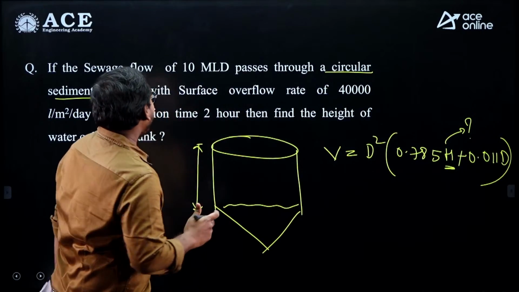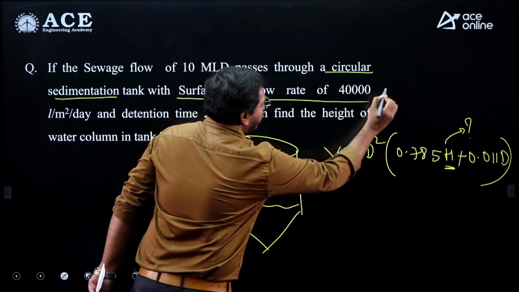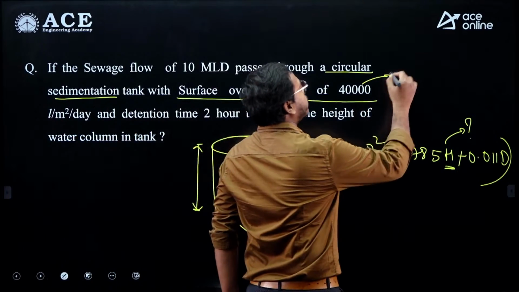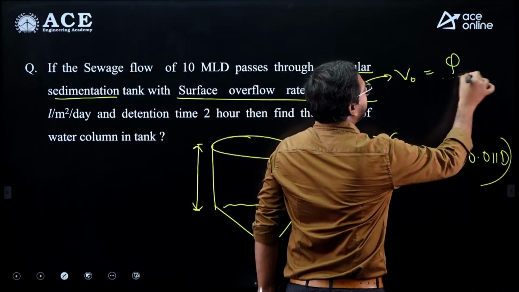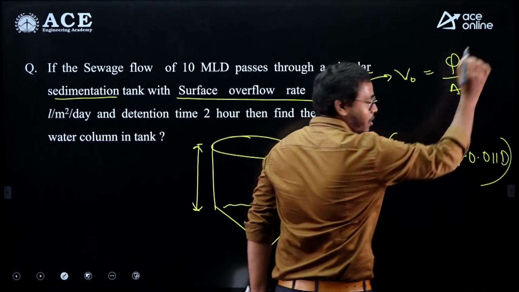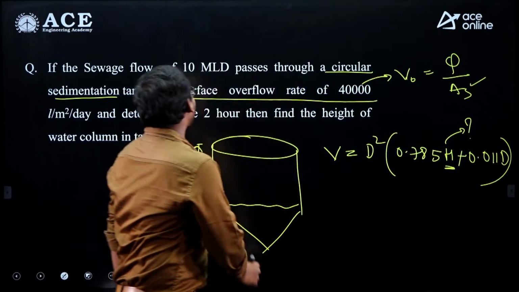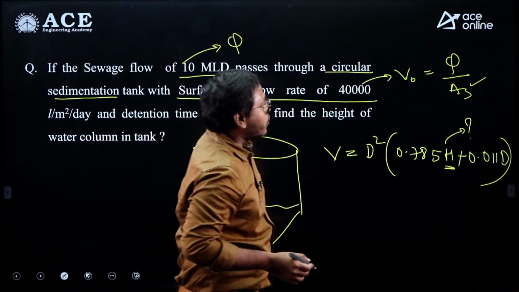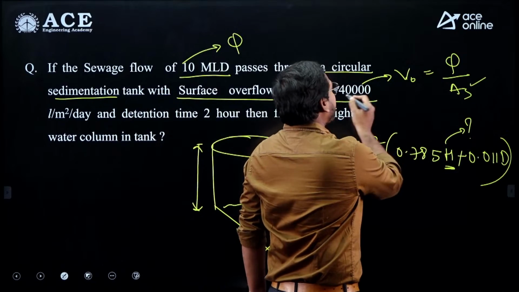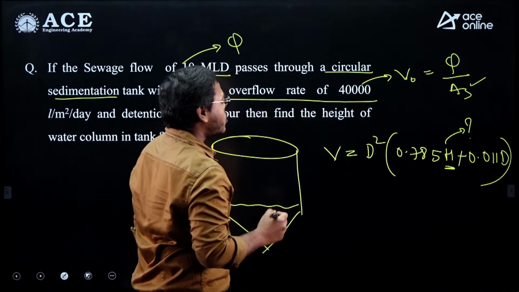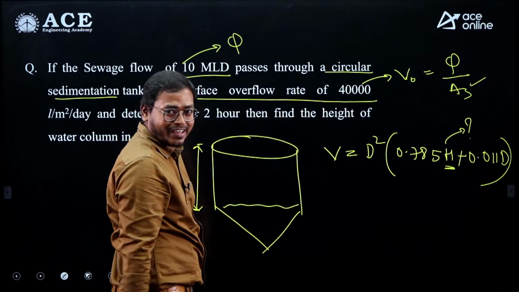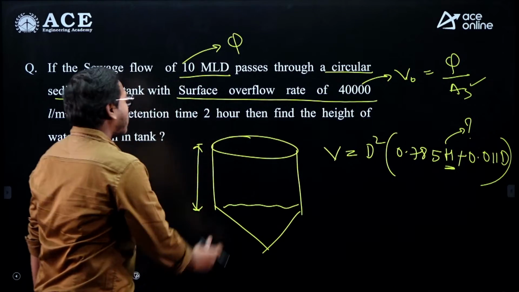Very easy. He has given us surface overflow rate, right? So you know surface overflow rate denoted by V naught. What is the formula? Q by AS. So we will get area from here, right? Discharge is already given to you. Q value is given. So you can easily get what is the area, because V naught value is 40,000. Once you get it, volume you know, discharge area you know. Can't you find out height? Very easily you can.